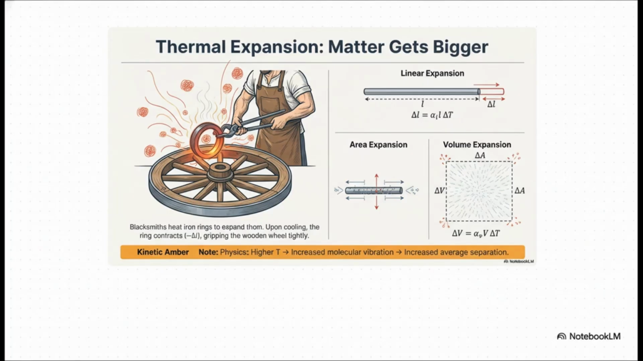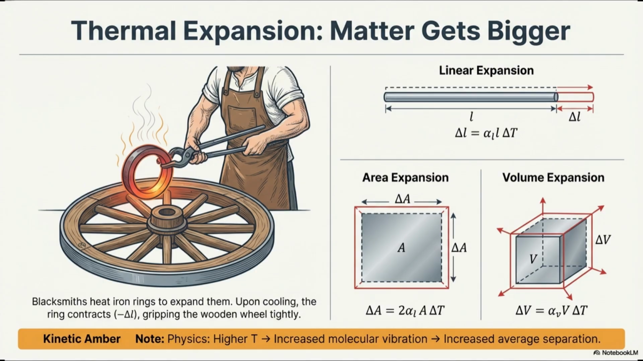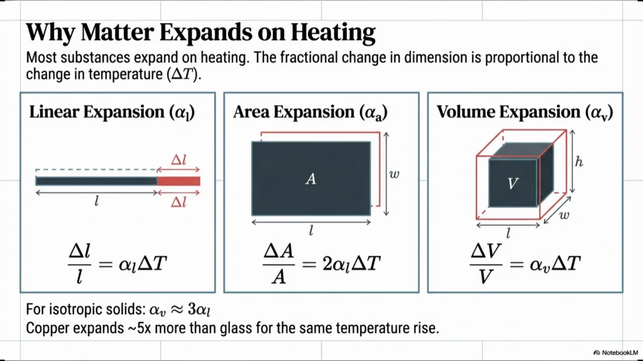Check this out. When a blacksmith heats up an iron ring, that heat energy gets the iron atoms vibrating like crazy. As they jiggle around, they start pushing their neighbors further and further apart, and the whole ring just gets a little bit bigger. This is called linear expansion. It expands just enough to slide right over that wooden wheel, and then, as it cools down, it shrinks back, creating an incredibly tight grip.